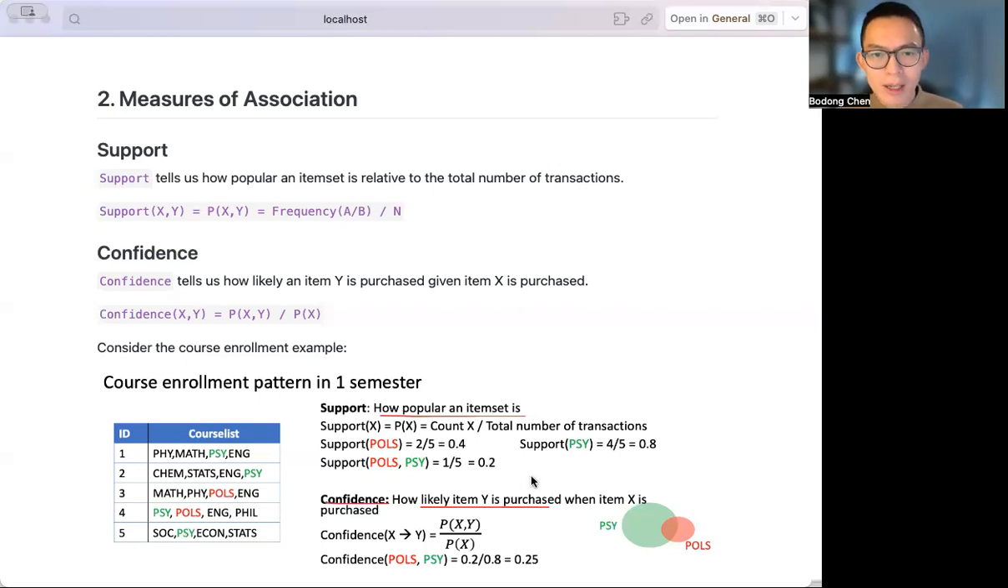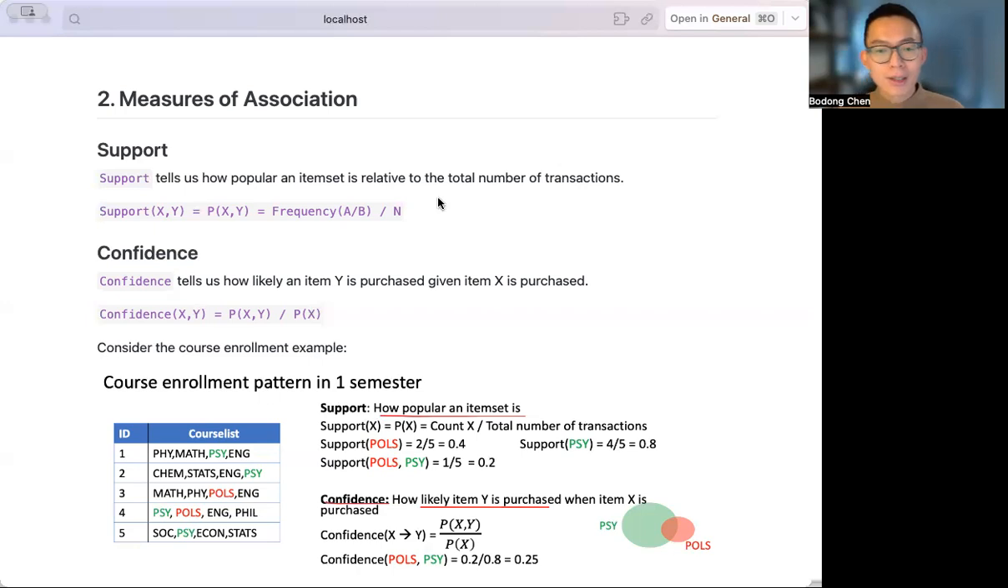The first interest measure that is important to know is called support. The idea is pretty simple. The measure of support basically captures how frequently a specific rule happens in relation to the total number of transactions. For example, if we want to ask how often the course political science is selected in the data set, you just find those transactions that contain that course and divide that by the total number of transactions. So you get the support of that particular rule.